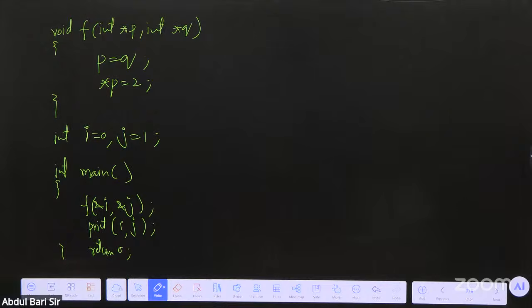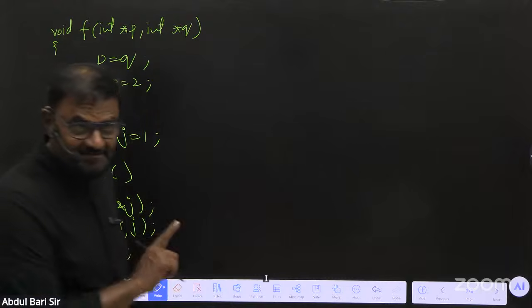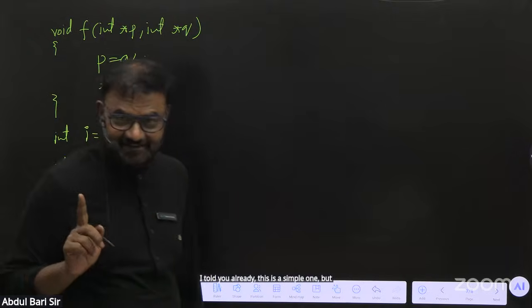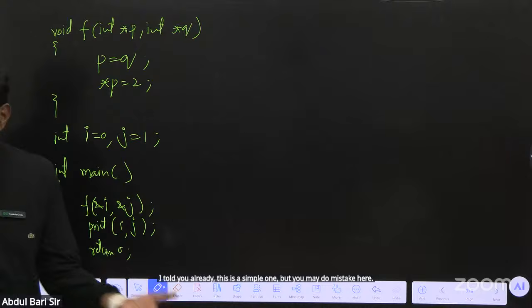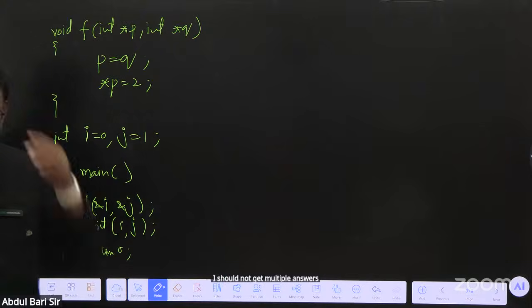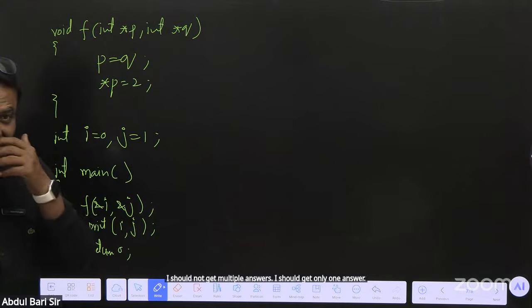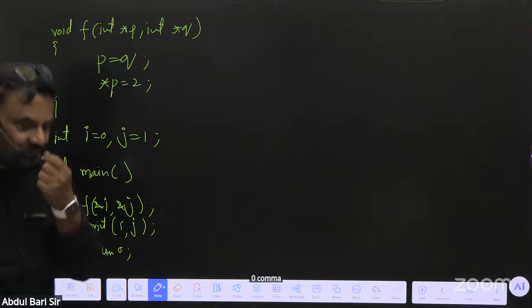Over. What is the answer? 2 comma? I told you already, this is a simple one, but you may make a mistake here. I should not get multiple answers. I should get only one answer. 0 comma 2.